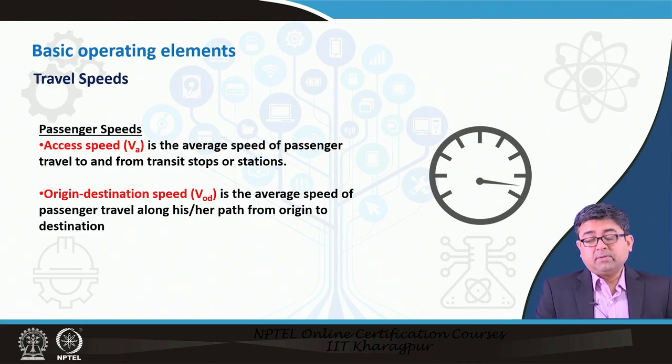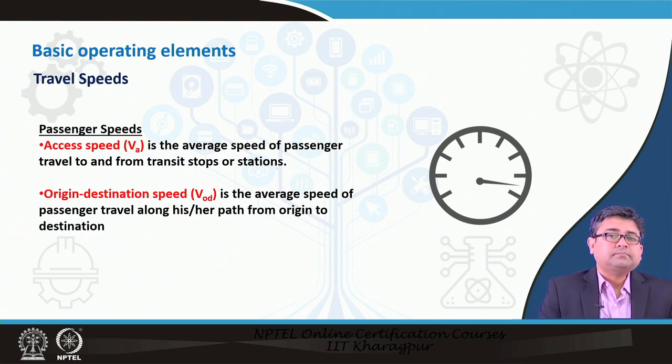A passenger may be in a hurry. So, he or she may take his motor vehicle, two-wheeler or car to the public transportation stop or station and park it there and then take the metro or the bus. But if parking is not available, then he or she may have to either walk or take some other intermediate public transportation mode, such as rickshaws or cycle rickshaws or whatever they may be, and then access the public transportation line. So, that speed is called the access speed.